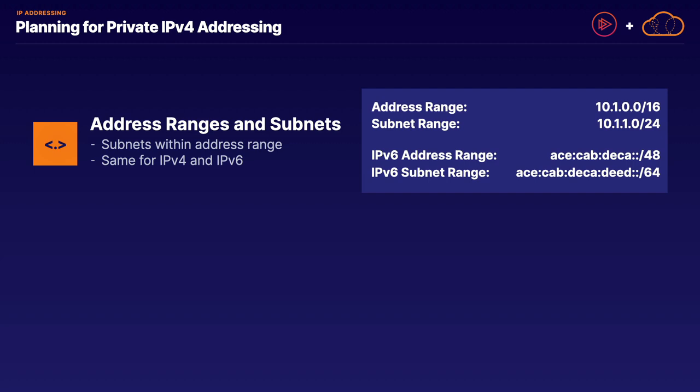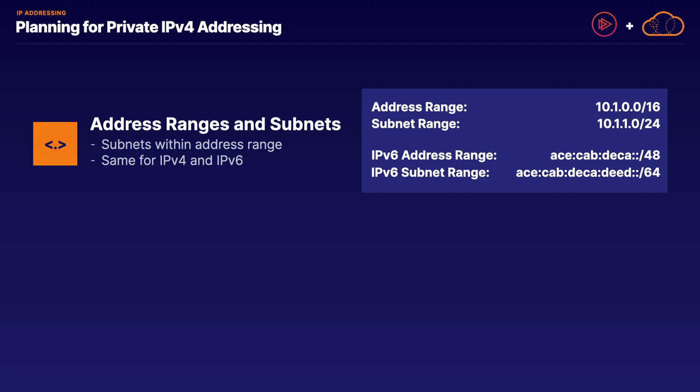10.1.1.0/24 fits inside of our address range of 10.1.0.0/16. By comparison, if we had a subnet range of 10.0.1.0/24, that would not be a valid subnet inside of our address range because it does not fit inside of our address range of 10.1.0.0/16. Overall, subnet ranges must fit inside of your address range to be a valid subnet.